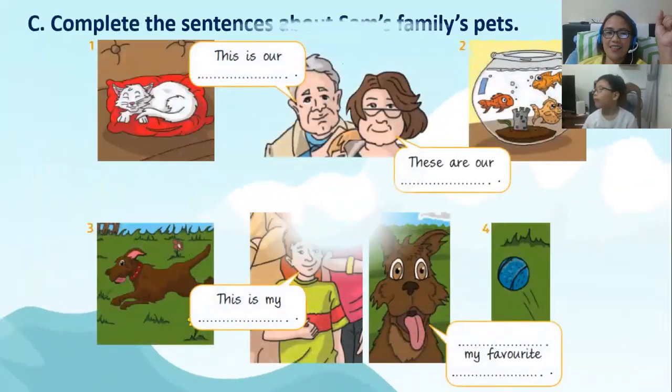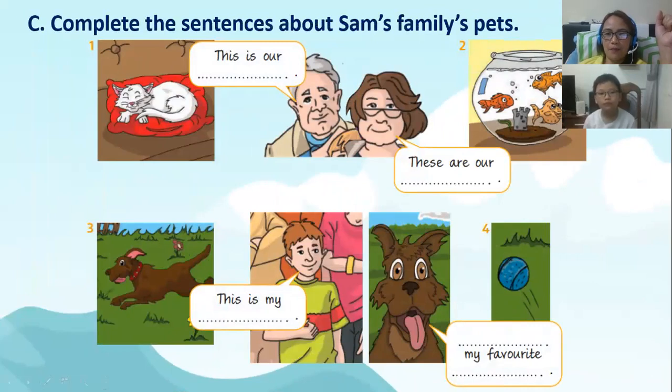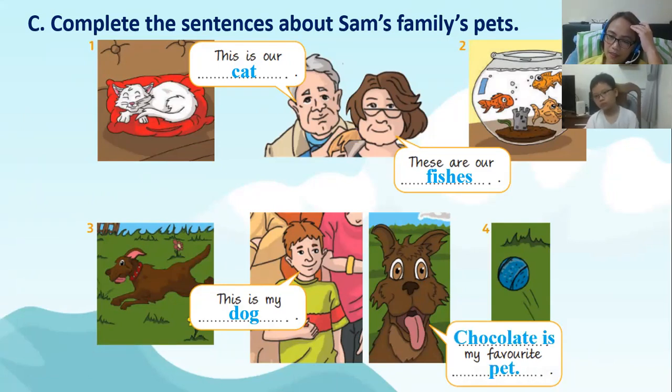Okay. Next. Complete the sentences about Sam's family. This is our, they are talking about number one. This is our cat. What is the name of the cat? Lucy. And these are our, number two, baby. Fishes. This is my dog. What do you think? My dog's favorite. Chocolate is my favorite pet.